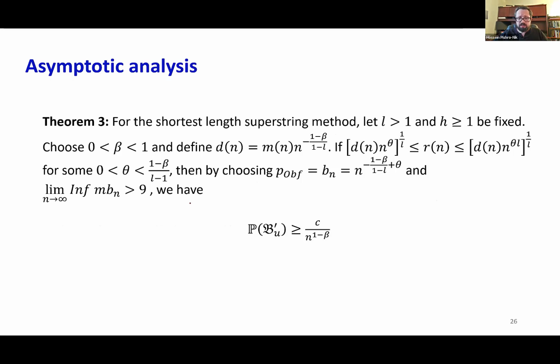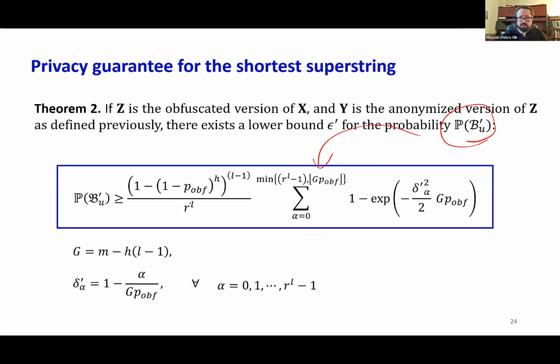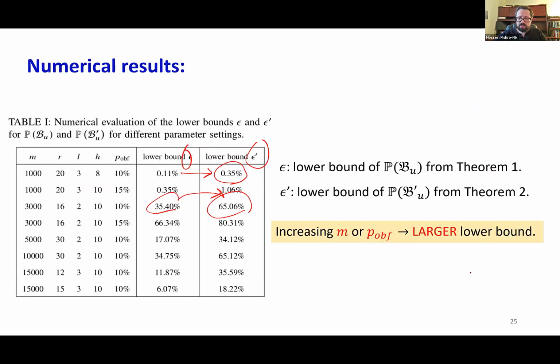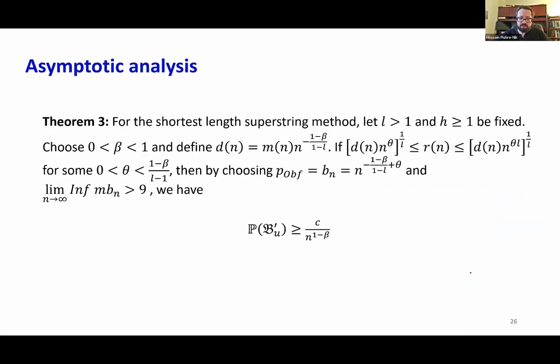Now, these results that I showed are not asymptotic. They are true for any values of n, length L, and so on. But it's interesting to see what happens asymptotically, right? And there are many different versions of the asymptotic version of this. This is one of them. The good thing about this is we can see the fundamental trade-offs here.